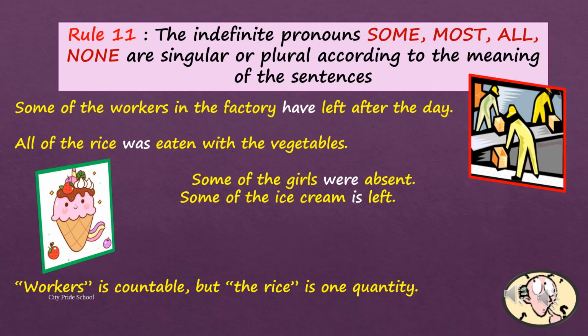All of the rice was eaten with the vegetables. Here I'm considering the rice as a quantity. That's why I'm using the singular form. Some of the girls were absent. Again, countable. Some of the ice cream is left. So I'm using it as singular because I'm considering it as a quantity.